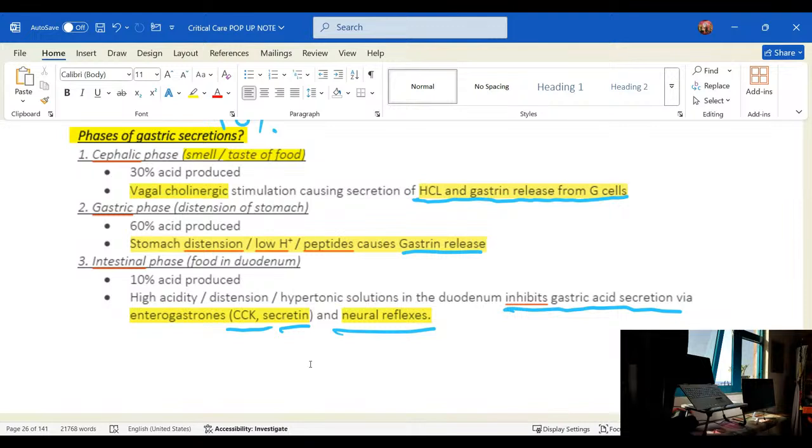First phase: ACh and gastrin. Second phase: also gastrin. Third phase: CCK, secretin, and neural reflex, because food is already in the duodenum. So the stomach has no need of acid, as it would increase acidity; that is why they inhibit gastric acid secretion. Cephalic phase 30%, gastric phase 60% by gastrin and peptides, and intestinal phase 10%.